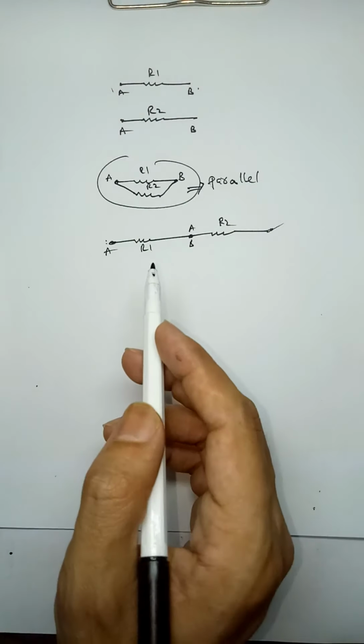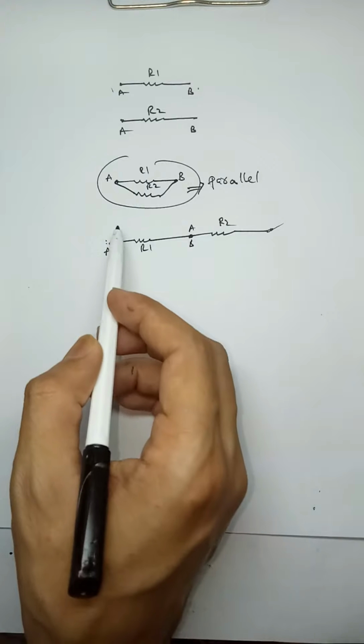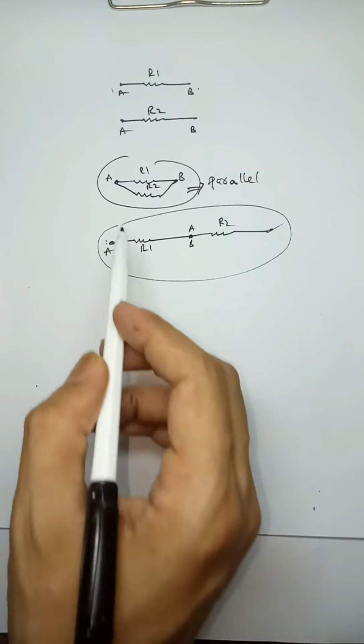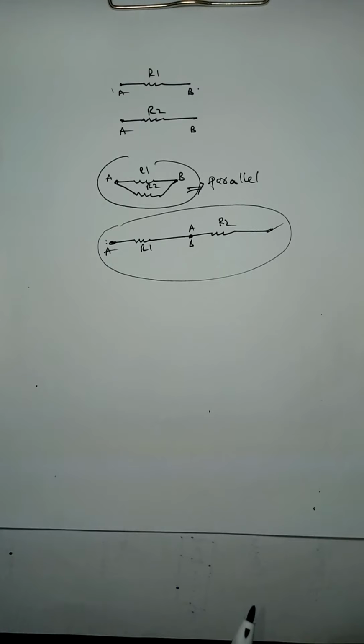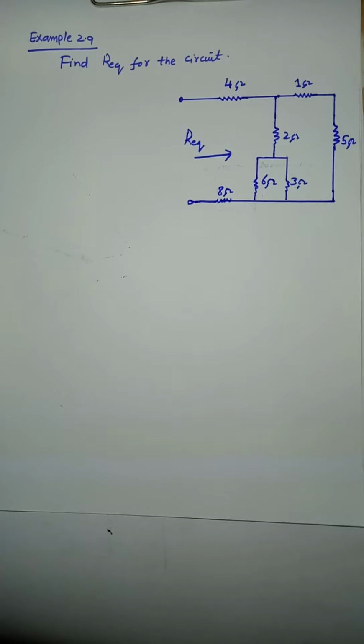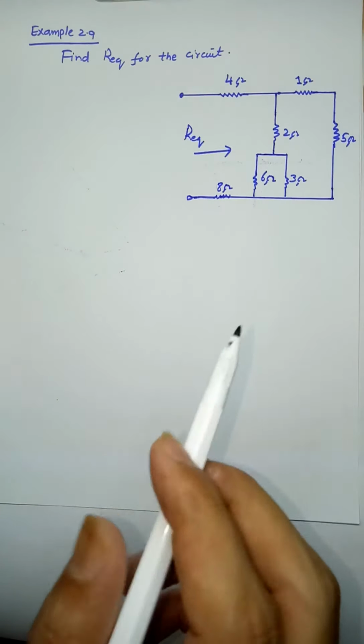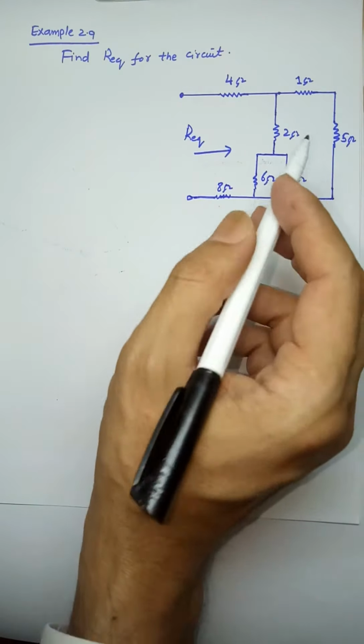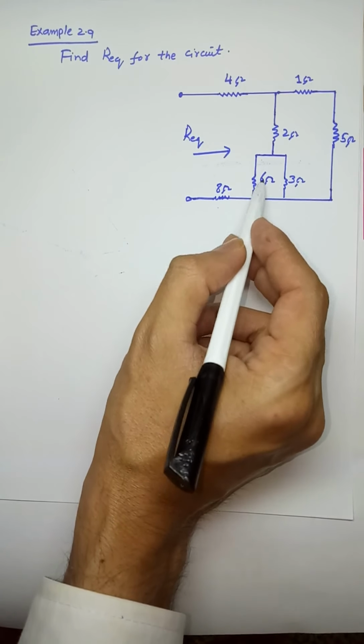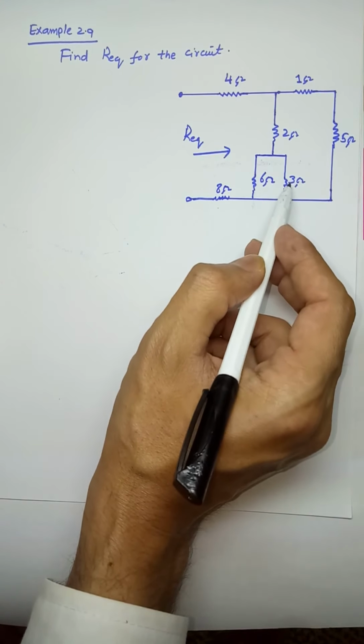As we know, in the previous lecture we studied nodes. After watching that video you can easily find how we connect different branches in a node form. So let's solve an example from the book Fundamentals of Electric Circuits, example 2.9. In a circuit we need to find R equivalent. Start from the most complicated part of the circuit. The complicated part right now is the 6 ohm and 3 ohm resistors.